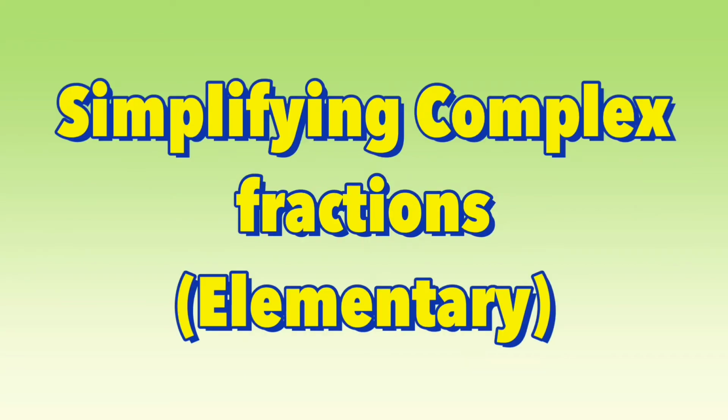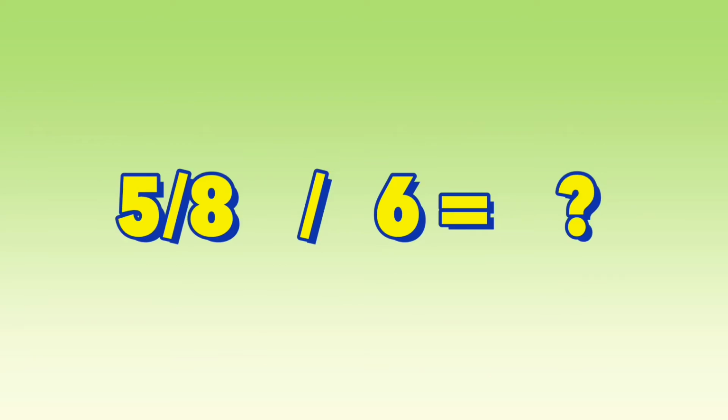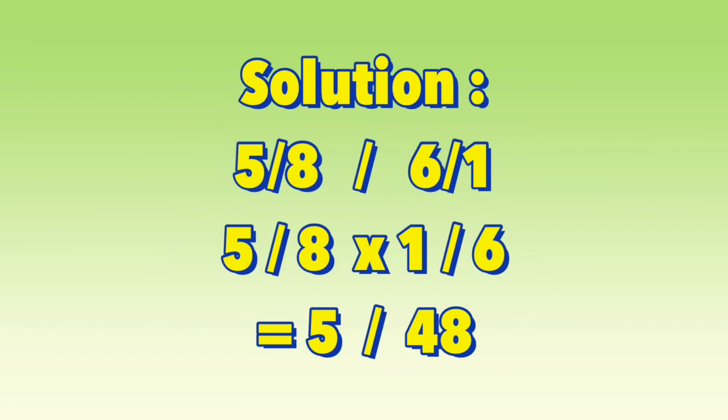Complex fractions, elementary. Okay, the first given is 5 over 8 divided by 6. Our solution: 5 over 8 equals, the denominator is 6, we're going to put 1, so it becomes 6 over 1. And then, the first fraction at the numerator, we're going to copy 5 over 8, then times, since we use the multiplication symbol, we're going to take the reciprocal of 6 over 1. What is the reciprocal of 6 over 1? It should be 1 over 6.